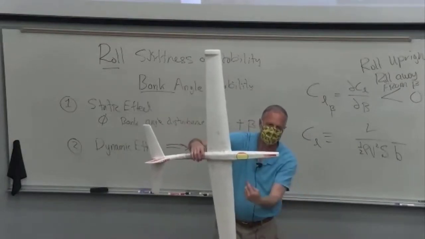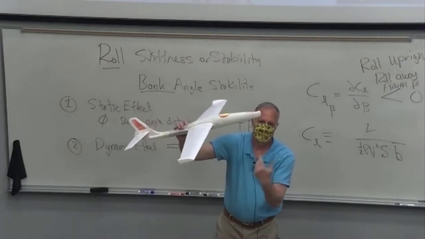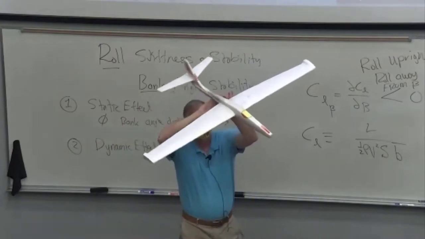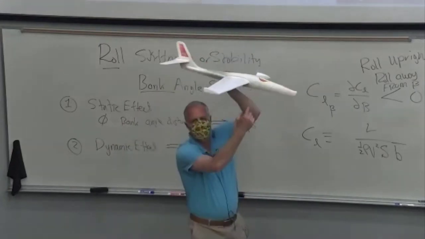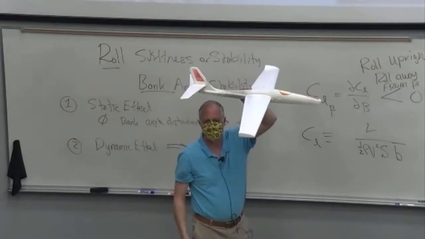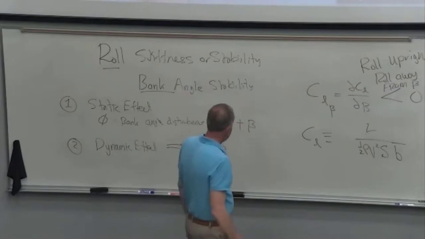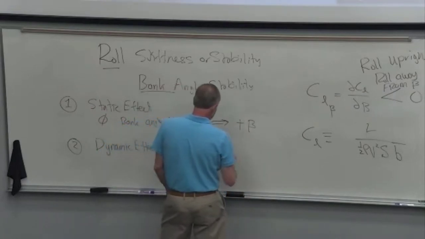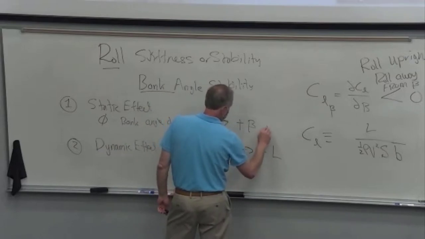You get positive side slip, and you want to roll back upright. I think that's an easier way to remember, because it's natural. You look at your mental image of the airplane like this, it's going to fall, and so you want it to roll back upright, which is negative. Make sense? Hopefully. So both ways to think about this is you want the positive beta to yield a negative rolling moment.